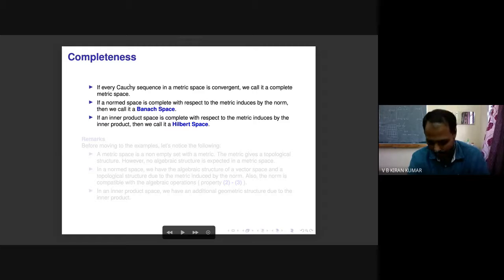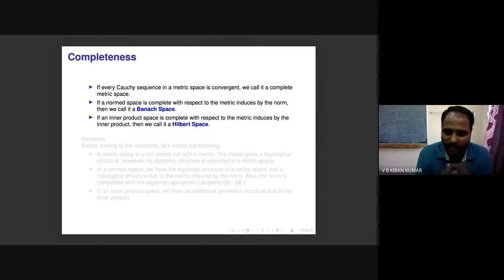So now completeness. Yesterday we mentioned this: if every Cauchy sequence in a metric space is convergent, we call it a complete metric space. If a normed space is complete with respect to the metric induced by the norm, then we call it a Banach space. Yesterday we mentioned everything; today we are going to introduce that.